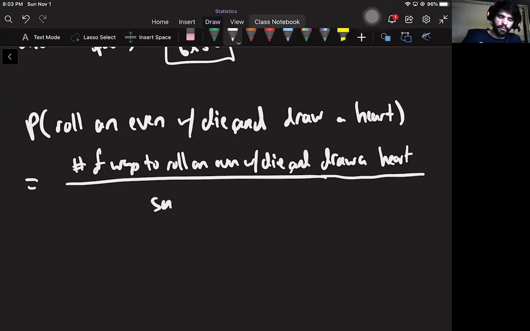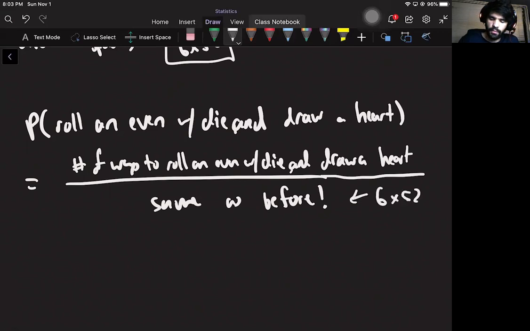This is the same as before on the bottom because I'm doing the same 2 things. I'm rolling a die and then I'm drawing a card. So this is still going to be 6 times 52, because there's 6 ways to roll a die first, and then there's 52 ways to draw a card.